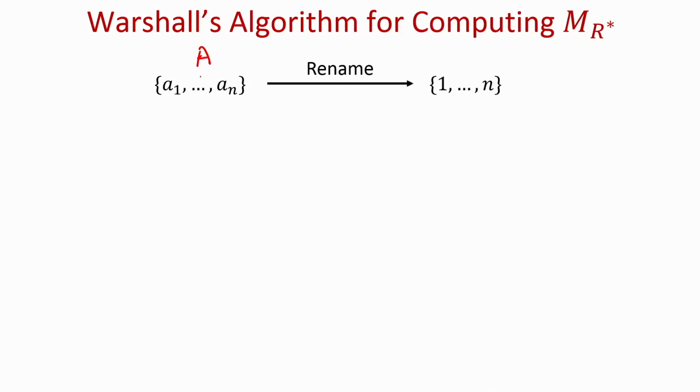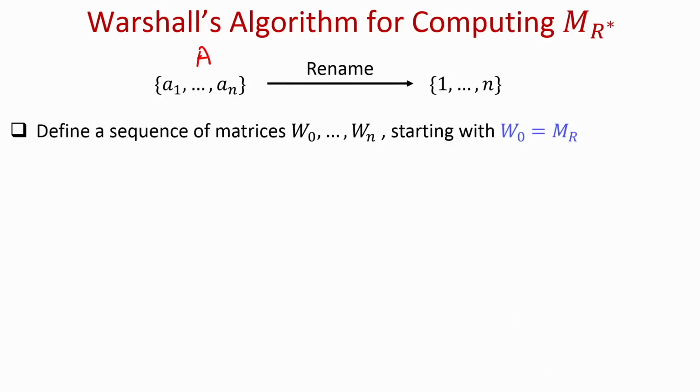Even though the set A, say for instance, might be a set of n cities, we will be attaching the labels 1 to n to those n cities. So, instead of calling them A1 to An, we will now be calling the elements of A as 1 to n. This is just for simplicity and understanding.